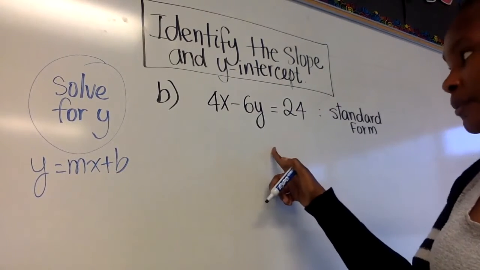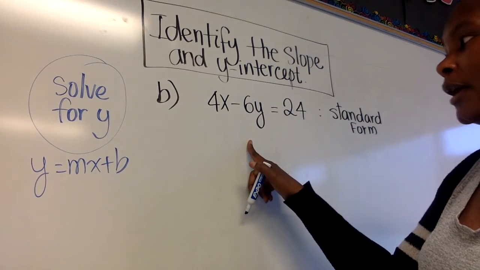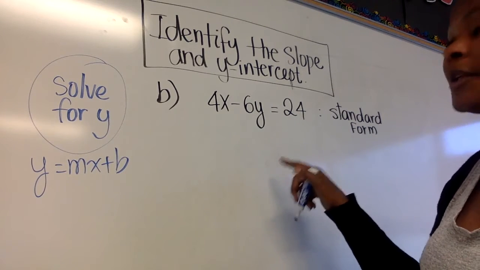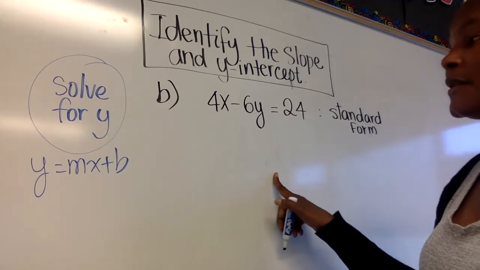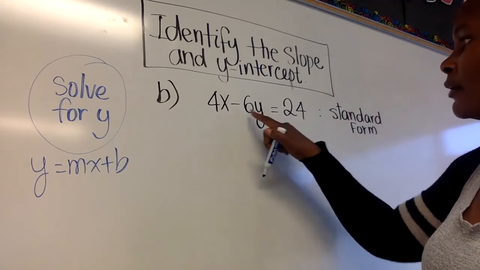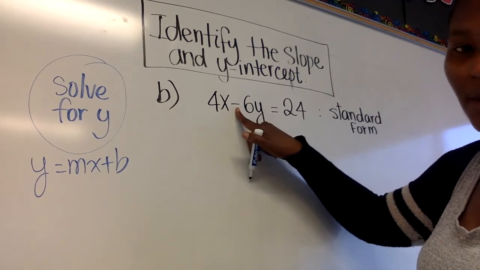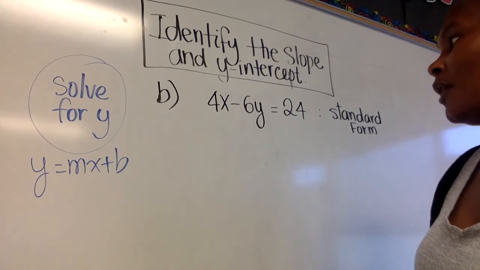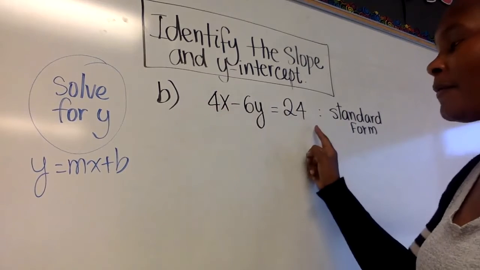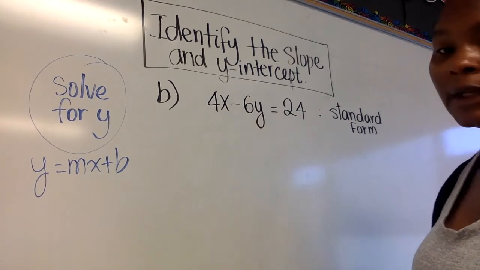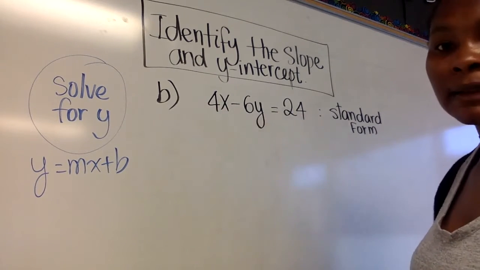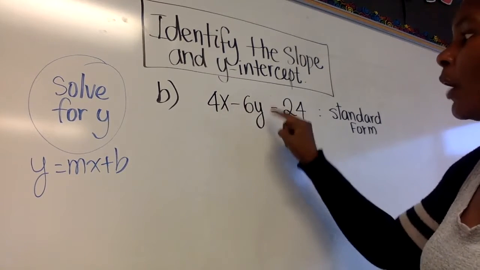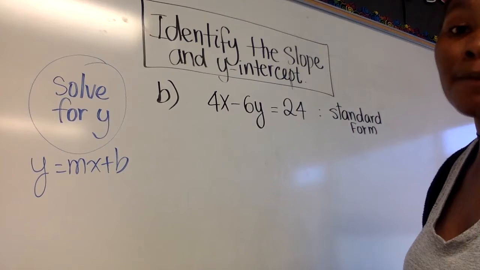So now here we have to solve for y, so that you can write the equation of a line in slope-intercept form. So let's do this. I want to solve for y, and I notice in front of the y there's a negative, so I don't want that. I want it to be positive. So what am I going to do? I'm going to multiply both sides of the equal sign by -1, or I can just divide by -1, so I can get rid of the negative. So this term becomes a positive 6y.